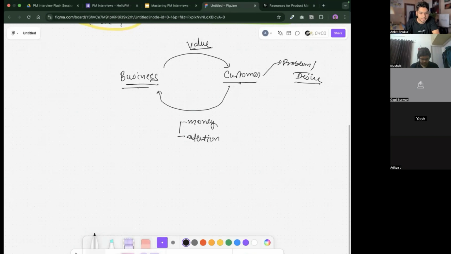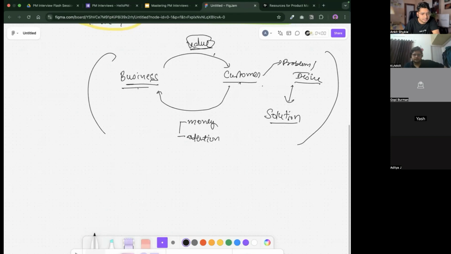There is some problem or desire in the life of the user, and you have to create a distinguished solution for the same, or a better solution for the same as compared to your competitors. If this is true, then your customer is going to go ahead and acknowledge this value, and then they are going to give you money or attention.